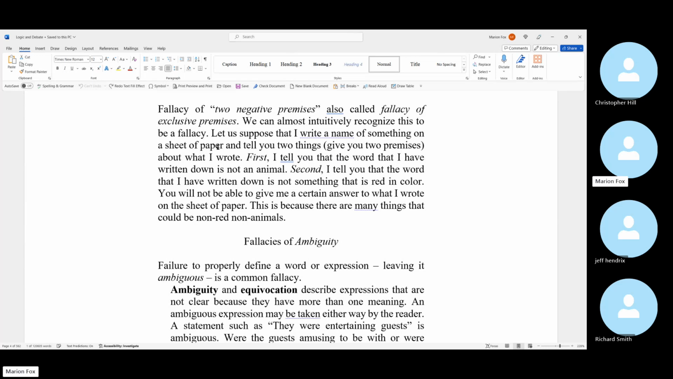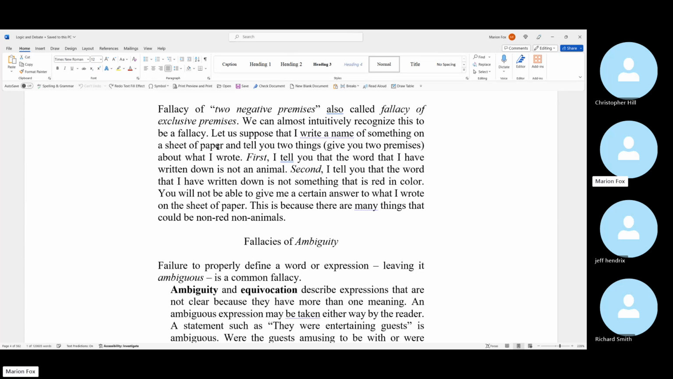Let me do something that I think is kind of intuitive. Let's say I write a name of something on a sheet of paper. I tell you 2 things, give you 2 premises about what I've written. First, I tell you that the word that I have written is not an animal. That's negative, see? Second, I tell you that the word that I've written down is not something that's red in color. It's also negative.